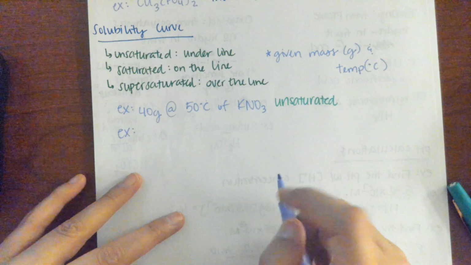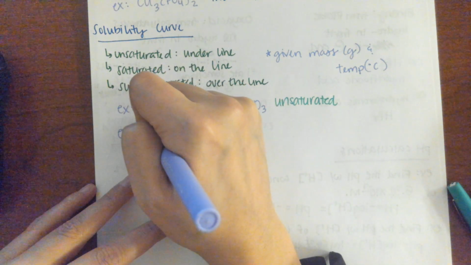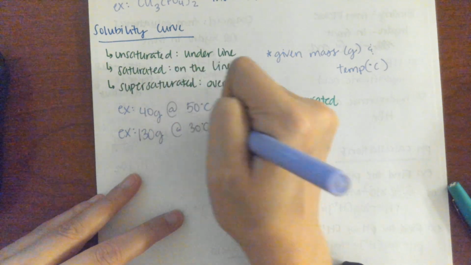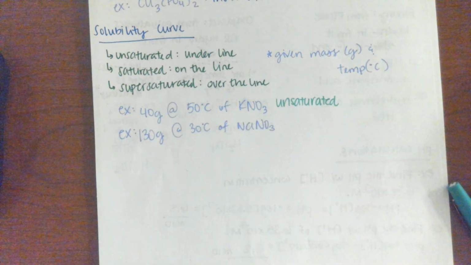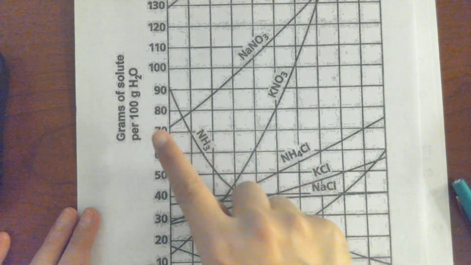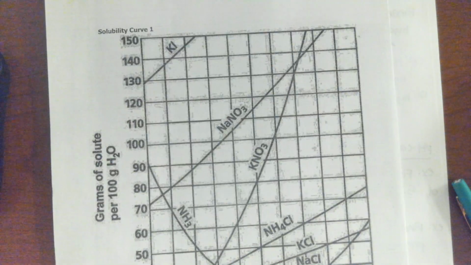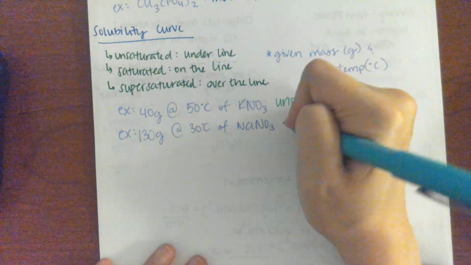So let me give you another one. 130 grams, let's do that, at 30 degrees Celsius of NaNO3. NaNO3 is right here. So we look at 30 degrees Celsius and then 130 grams. As you can see here, it's way over. So it is supersaturated.